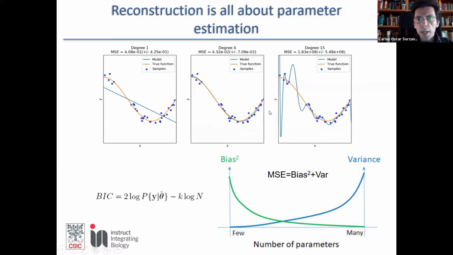And then on the other side, if your model has a lot of parameters, probably you adapt very well to your observations, but probably this is not a good model either, because it is not generalizing enough to other possible observations.